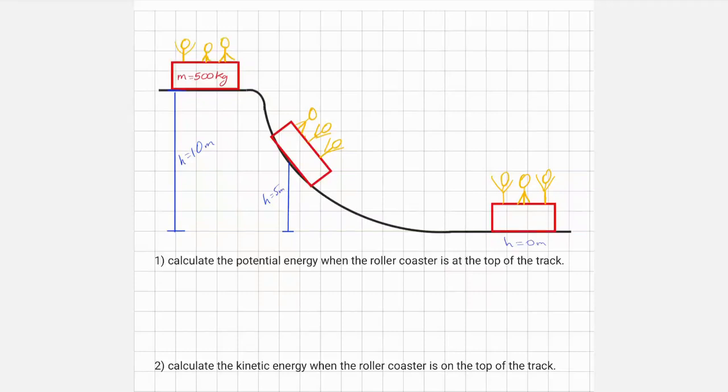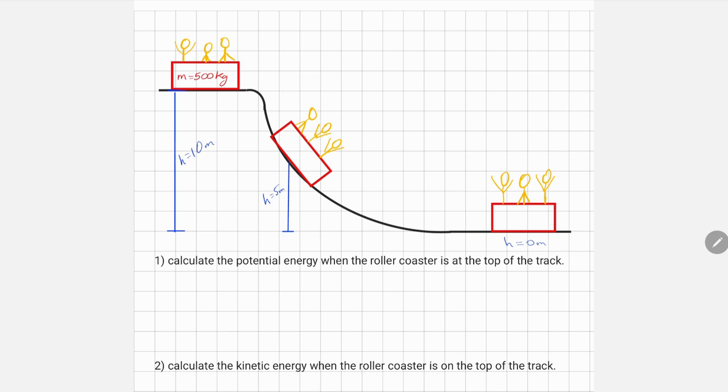Hello everybody and welcome to this video where we're going to look at how we can calculate the potential and kinetic energy of a roller coaster. It's over here. As it goes through three different stages, the first stage is at the top of the roller coaster, the second stage is in the middle of the roller coaster, and the third stage is where the roller coaster is at the very bottom. So knowing this, we can begin our exercise.